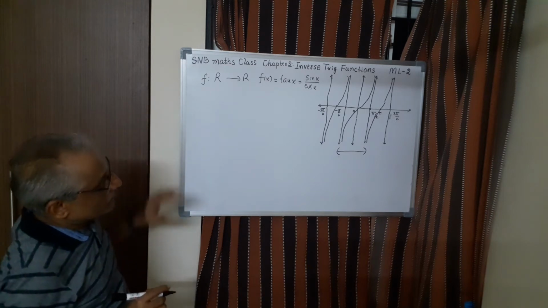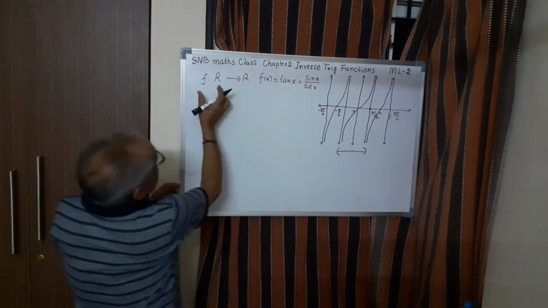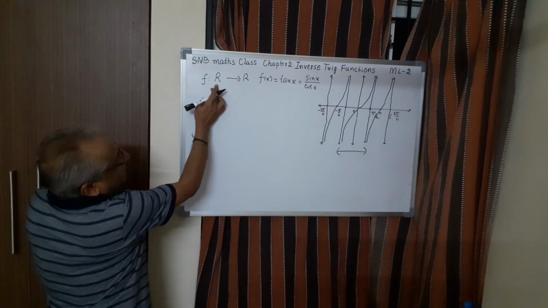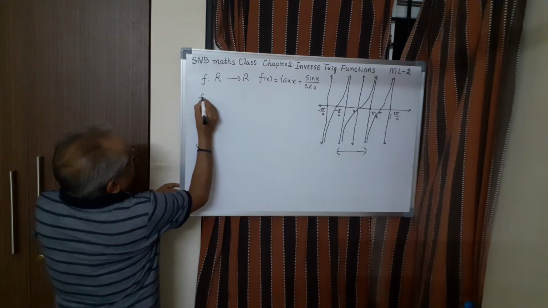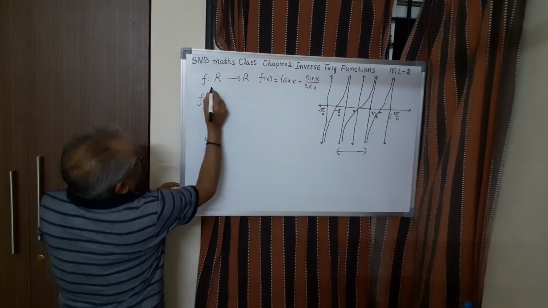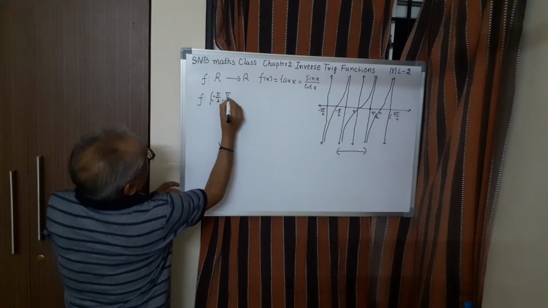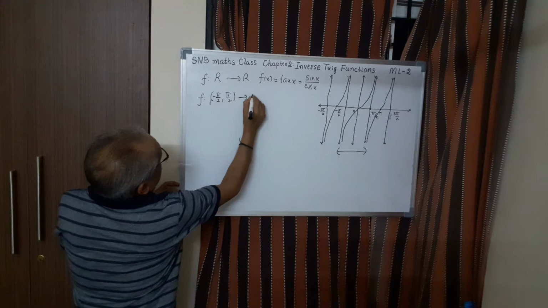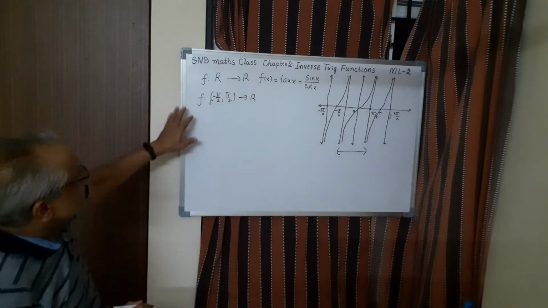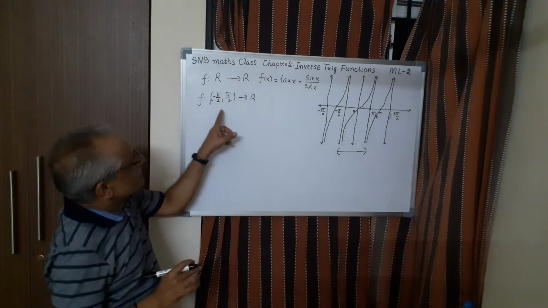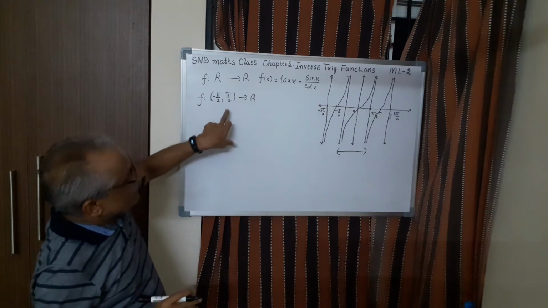So as before, what we do is, instead of taking the entire R, now if you take f from minus pi by 2 to pi by 2 to R, then this function becomes both 1-1 and onto.